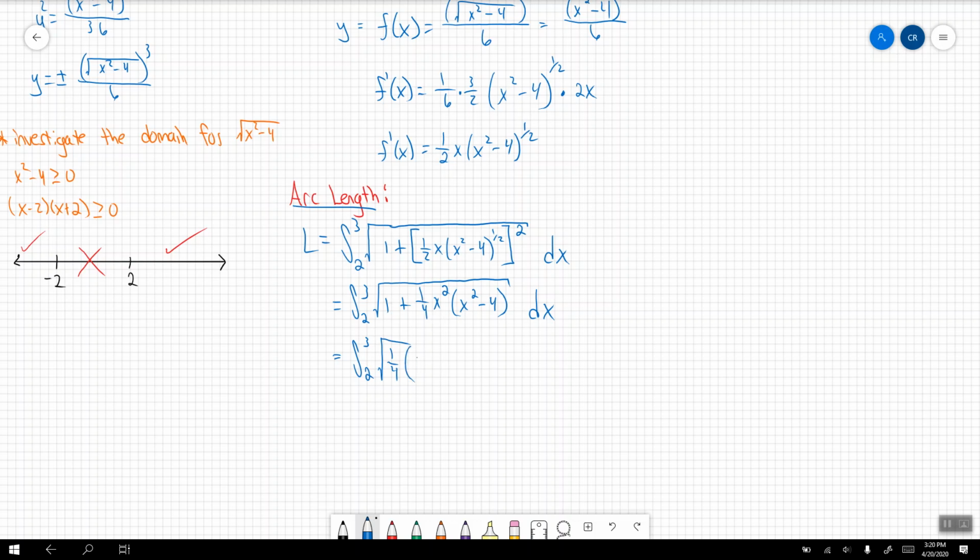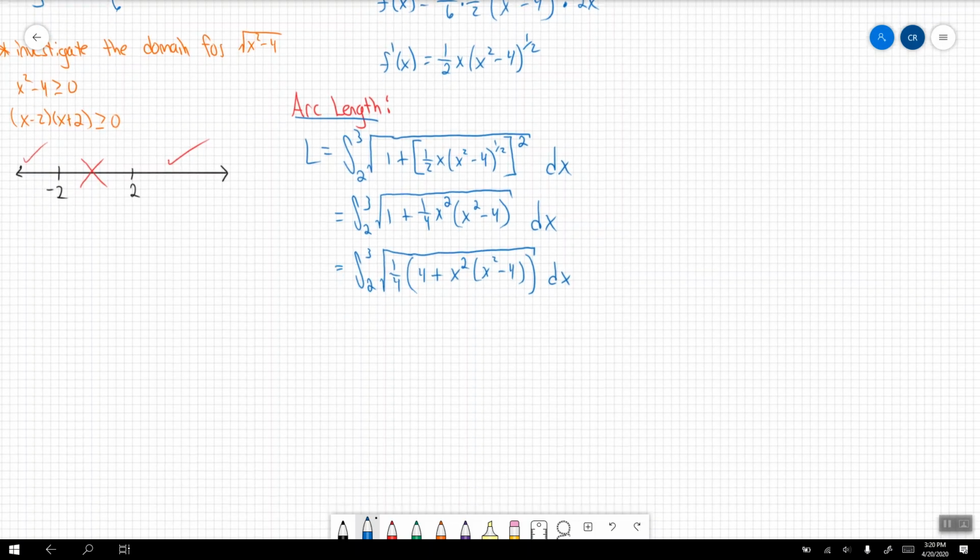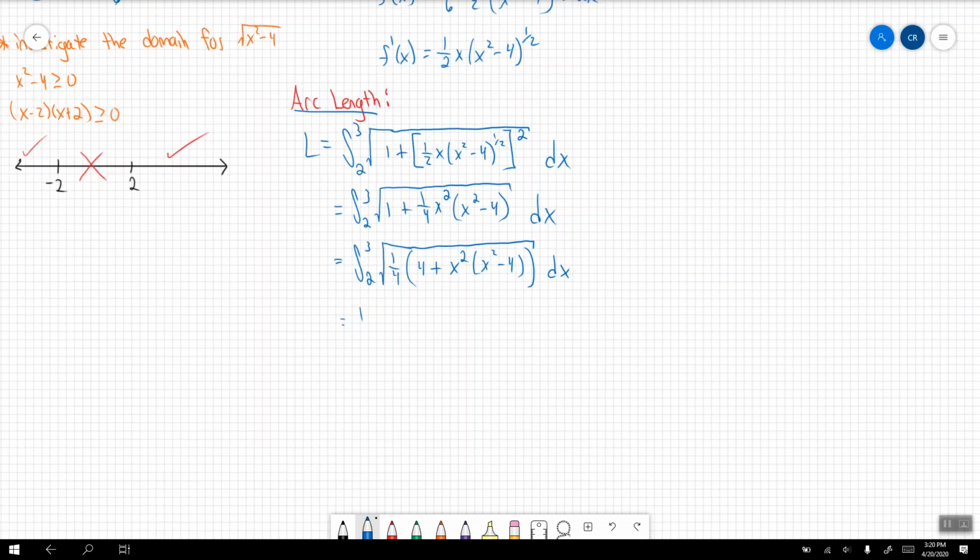Which means I'm going to have 4 plus x squared multiplied by x squared minus 4. There we are. Just like that, and that's all dx. Now, square root of 1/4, that's just 1/2. So that's 1/2, and then from 2 to 3. And then inside of the square root, this is just going to be 4 plus x to the 4th minus 4x squared. Just like that, and that's all dx.